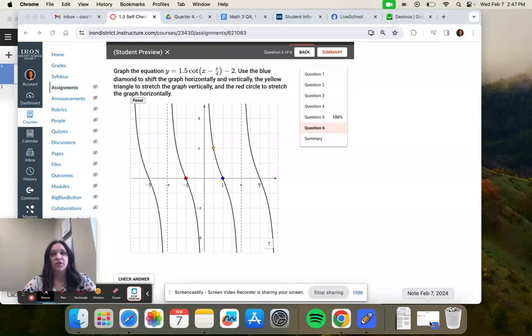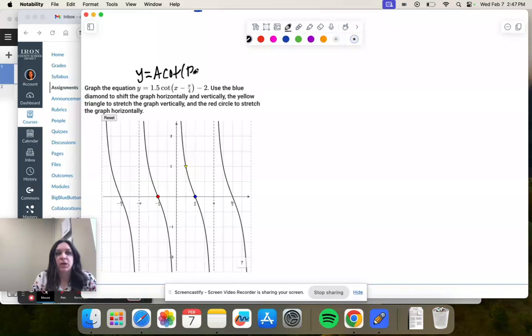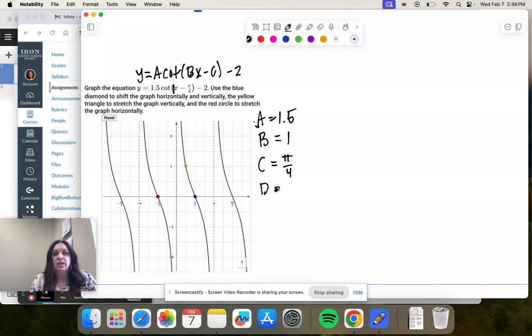Question 6, we want to graph 1.5 cotangent of x minus pi fourth, minus 2. So let's start with our general form for cotangent. It's a cotangent of bx minus c, minus 2. So a is 1.5, b is just 1, it's next to x, there's nothing there, it's 1. C is what's after the subtraction sign, so it's pi fourth, and D is -2.